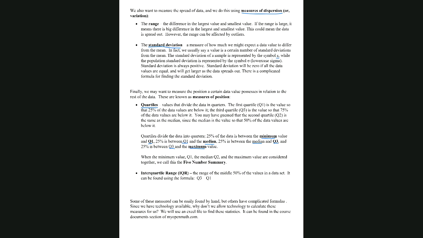So some of these measures can easily be found by hand, but others have complicated formulas. Since we have technology available, why don't we just allow technology to calculate these measures for us? We'll use an Excel file to find these statistics. Remember, we are dealing with samples here, so any values or summaries of the data that I find, I'm going to call statistics rather than parameters. And this Excel file can be found on the myopenmath.com site.